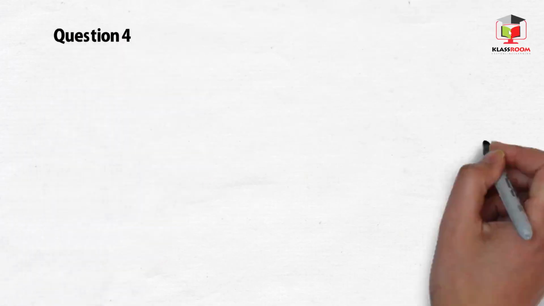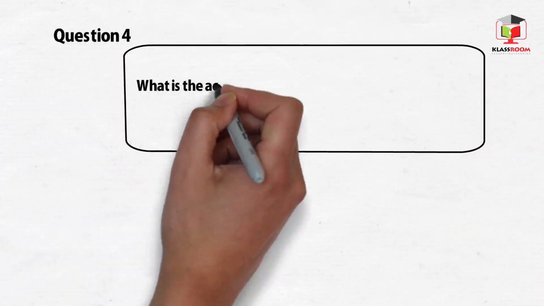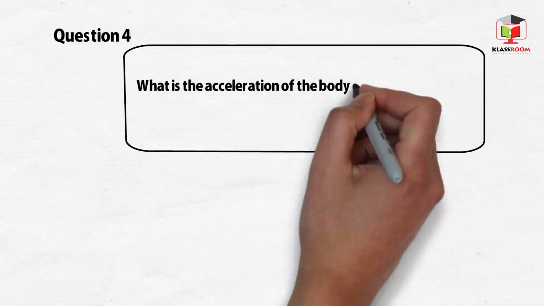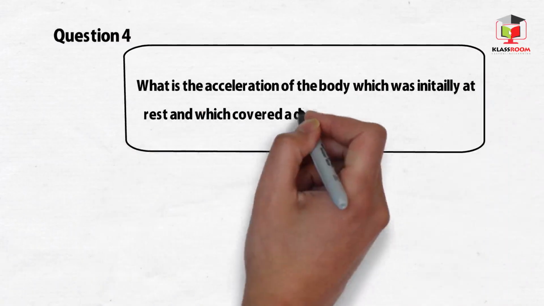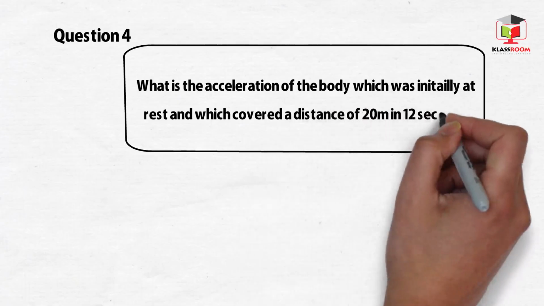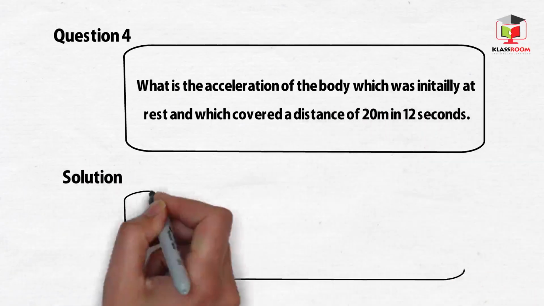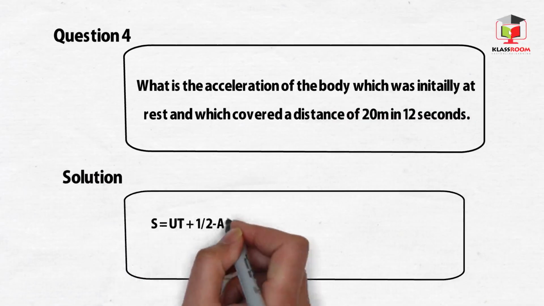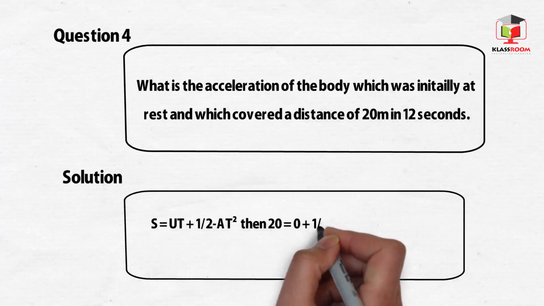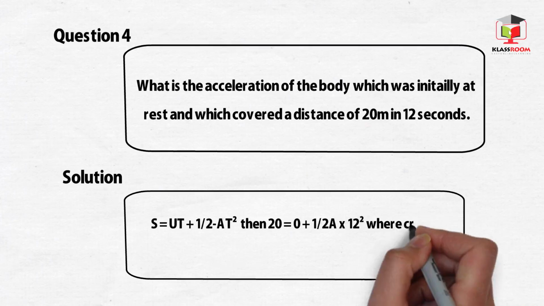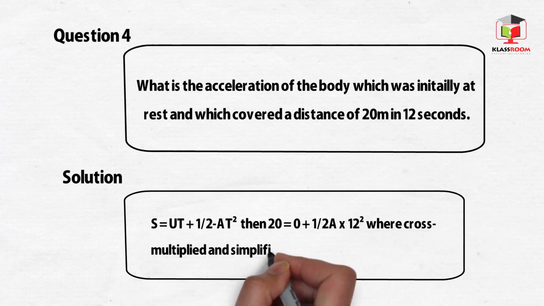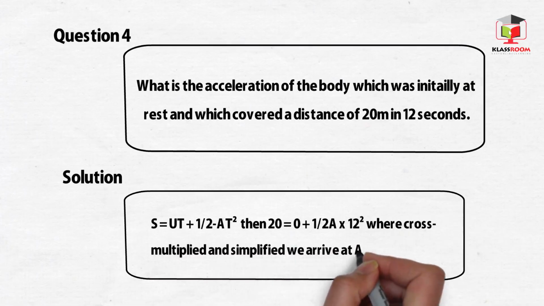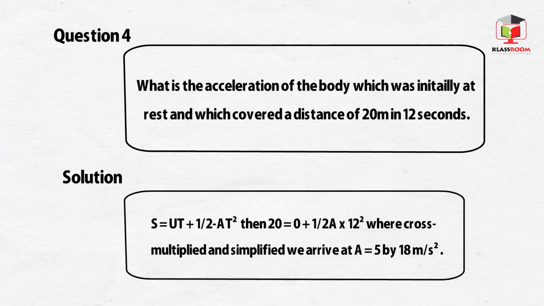Number 4. What is the acceleration of a body which was initially at rest and which covered a distance of 20 meters in 12 seconds? Solution. S equals ut plus half at squared. Then 20 equals 0 plus half a times 12 squared. When cross multiplied and simplified, we arrive at a equals 5 over 18 meters per second squared.